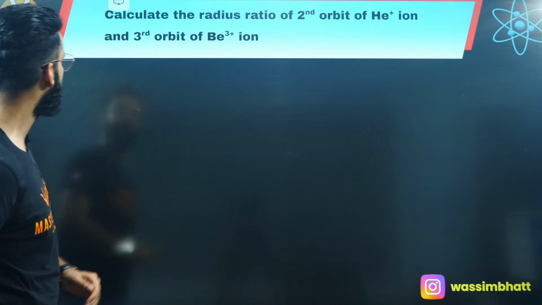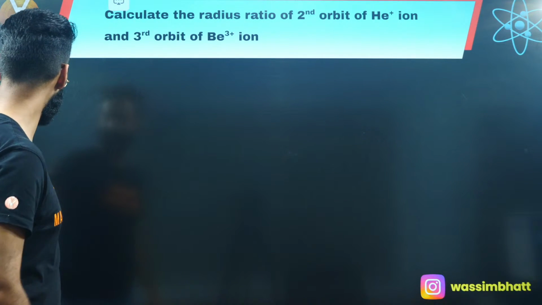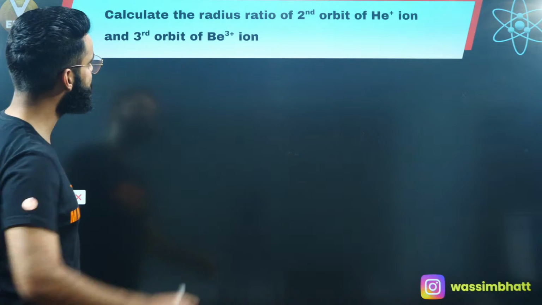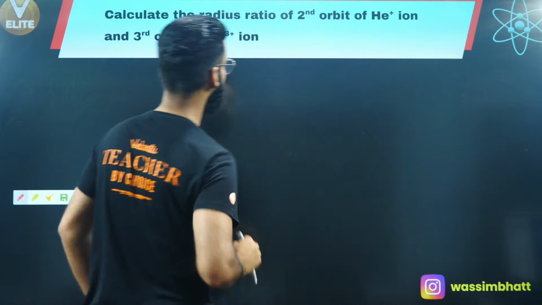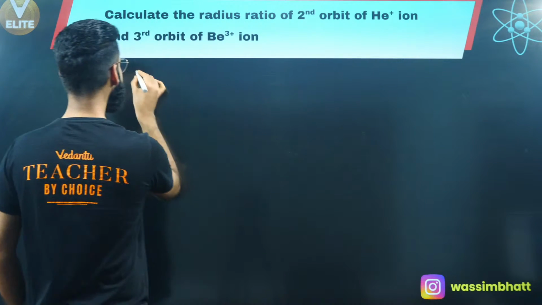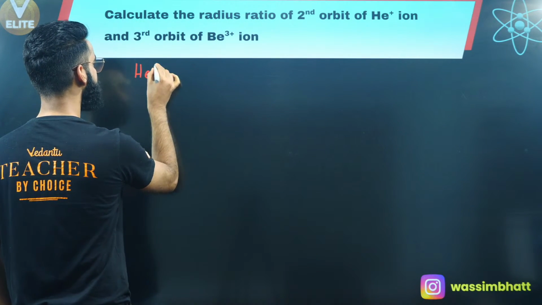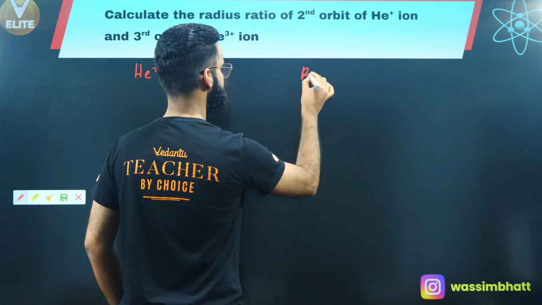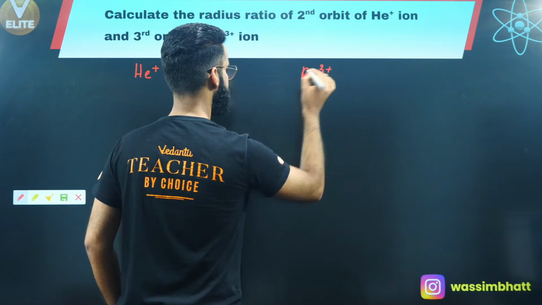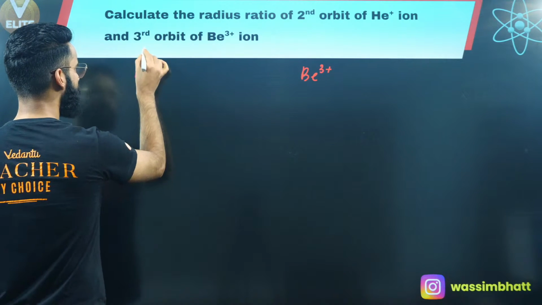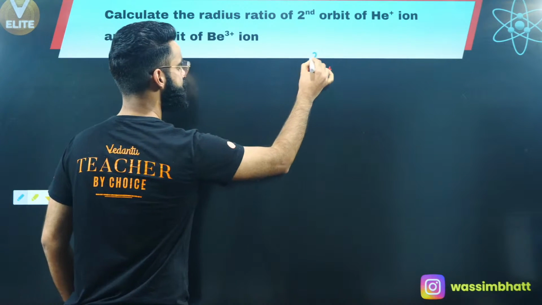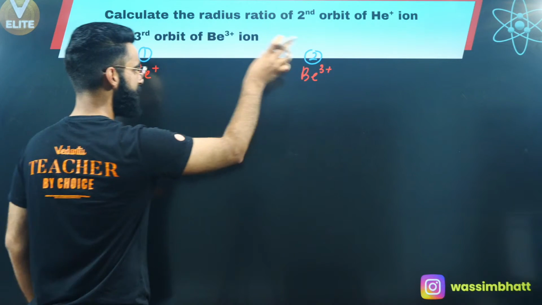Perfect. Let's move on and see how this question is to be solved. Calculate the radius ratio of the second orbit of He positive and the third orbit of Be tri positive. So basically, I have He positive and Be tri positive. Both are single electron species. Let me call the first one 1 and the second one 2.